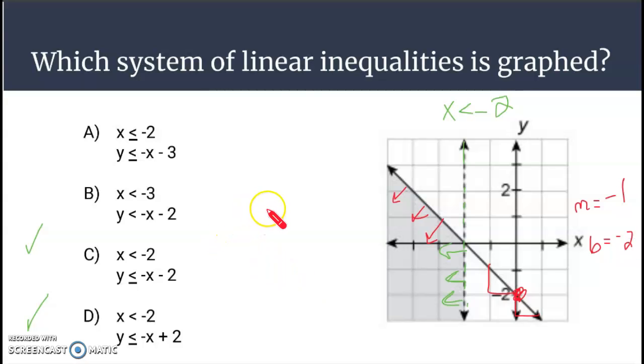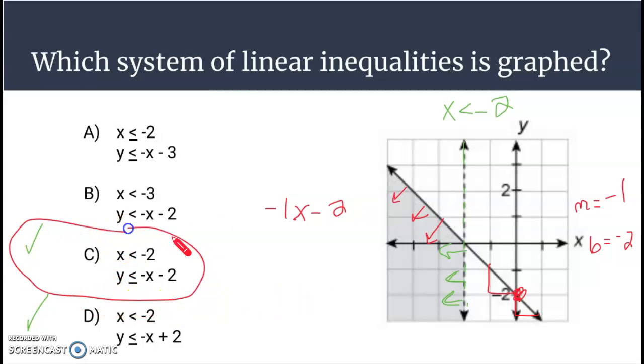So we want -1x minus 2. All right, and we can see that right here with C. It tends to be the right answer. Just double check that inequality. We are less than or equal to, solid line, shade below, y less than or equal to. So C is the right answer here.